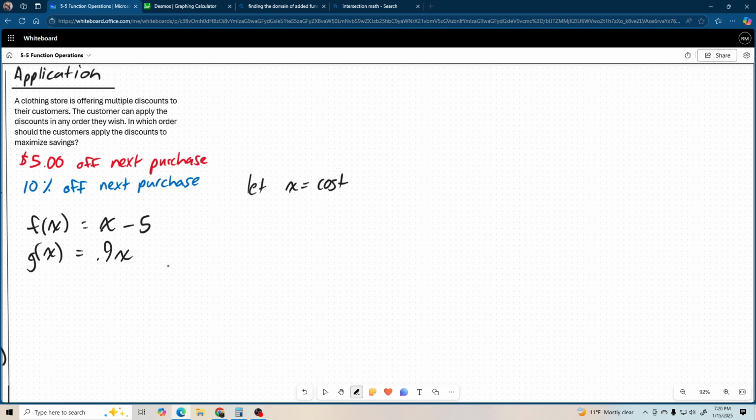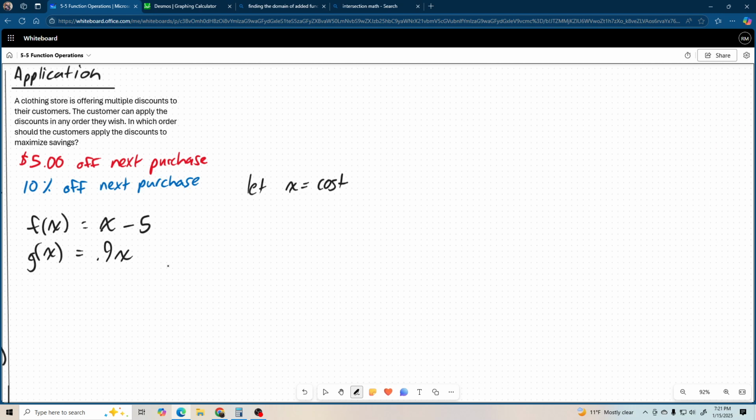There's probably a couple ways you could do this, right? You could probably look at this as x minus 0.1x or something like that. There's probably a bunch of ways you could do it, but this makes logical sense to me. We're paying 90% of x now.